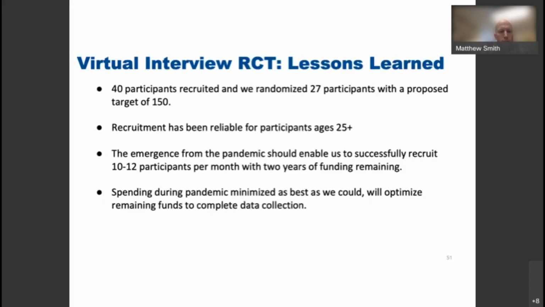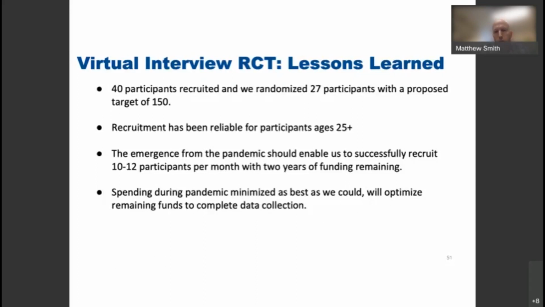And so although we've only enrolled 27 participants due to the pandemic interference, we know that we can reliably recruit 10 to 12 participants per month prior to the pandemic. And that's our target as we emerge from the pandemic. So with 2 years of funding left, our goal is to optimize our enrollment and randomization over the next 12 months, after which we will transition into follow-up and data processing and analysis.